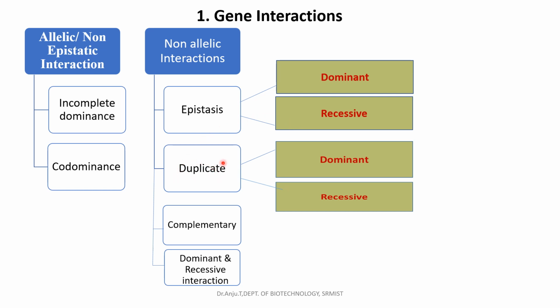The second is the duplicate gene interaction, where we will talk about the dominant duplicate gene interaction and recessive duplicate gene interaction. The third is complementary gene interactions influencing the production of a final triad. And finally, the dominant and the recessive gene interaction influencing the effect of the triad in the expression of the triad.